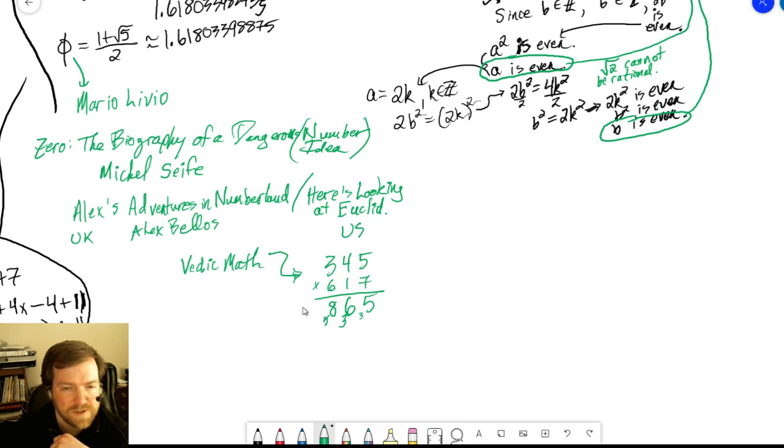How do you get thousands? That's going to be hundreds by tens. So 24 plus 3 is 27, plus 5 is 32. How do you get 10,000s? 10,000s is getting hundreds by hundreds, which is 18, plus 3 is 21. So now the total for 345 times 617 is going to be 212,865.